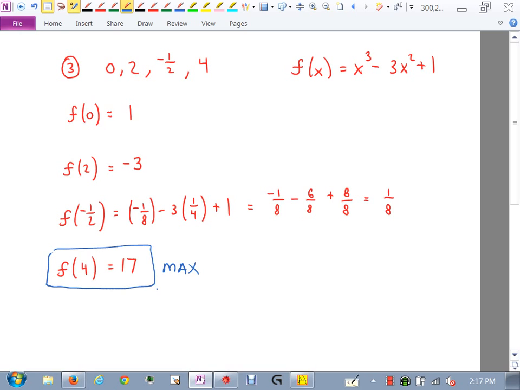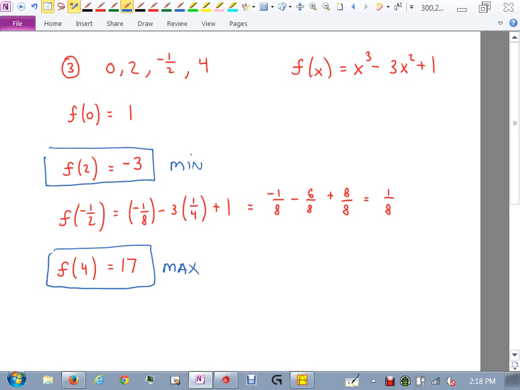The minimum? Negative 3. And where do they occur? See, what I like to do is I like to box these, because this not only tells me what the maximum value is, it actually tells me where it happened, right?